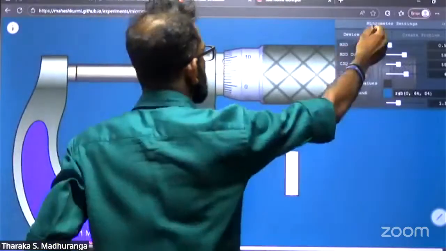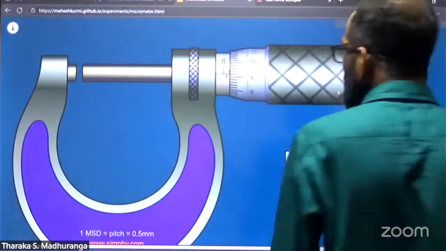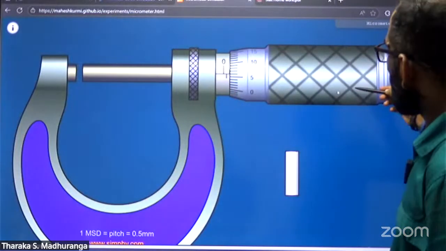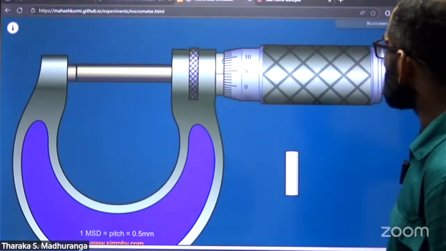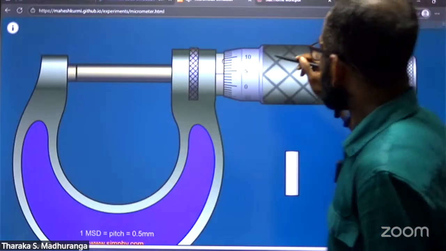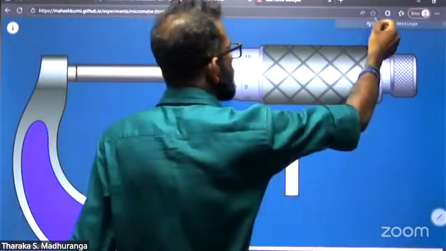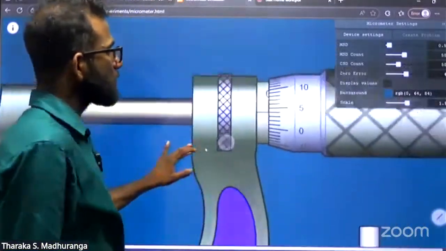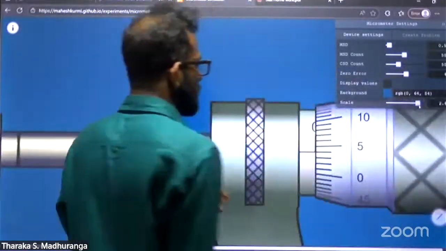Now this is the instrument. Without any object between the anvil and spindle, I'm going to tighten again to the required level by the spindle. It is tightened to the required level. Now what happened? This is a positive zero error. Now it is maximum tight. See what happened? This is a positive zero error.